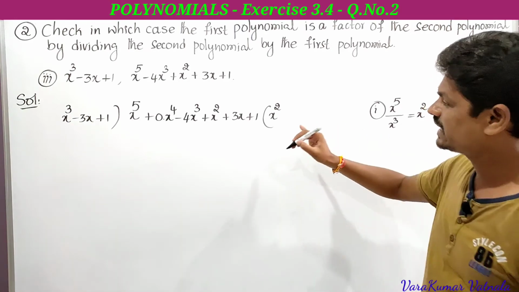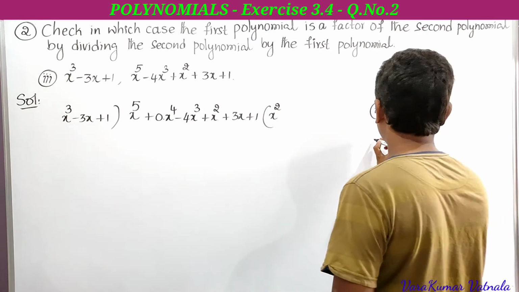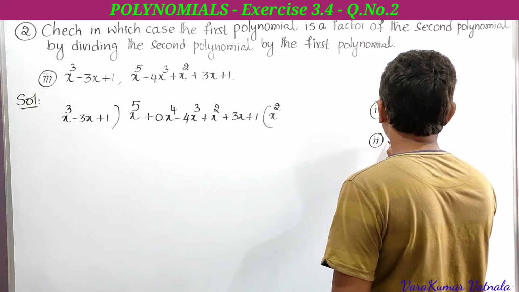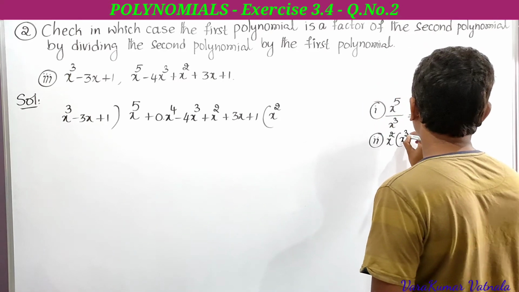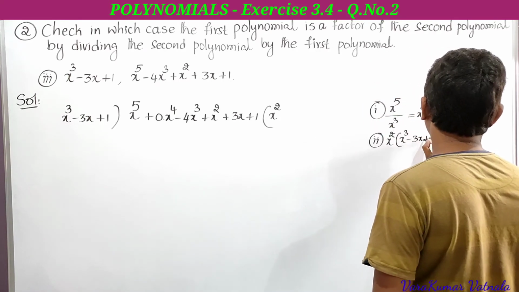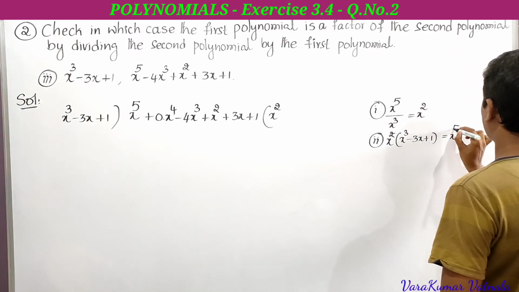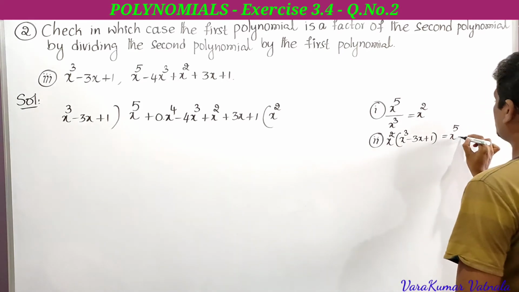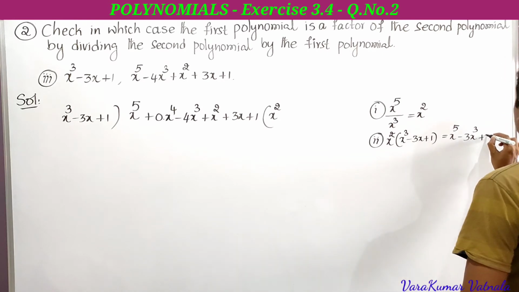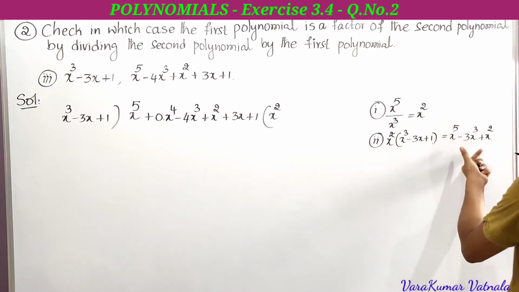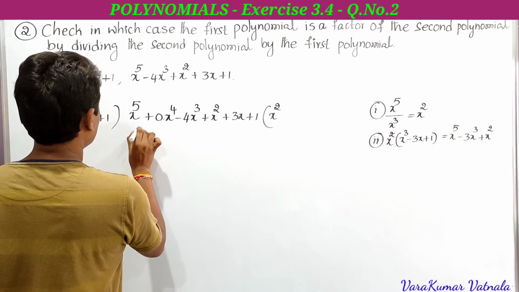So next, in the second step, multiply the divisor with x square. That is x square into the divisor x cube minus 3x plus 1. That is x square into x cube, x to the power 5. X square into minus 3x is minus 3x cube, plus x square into 1 is x square. So now write this x to the power 5.